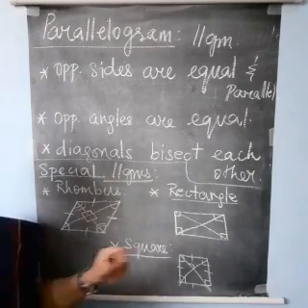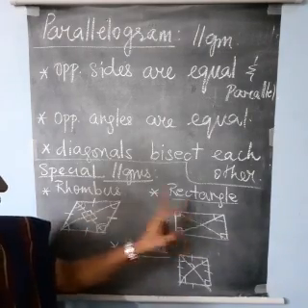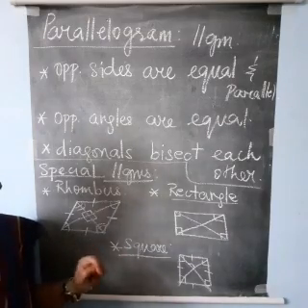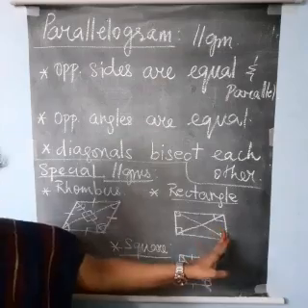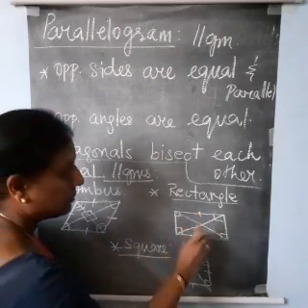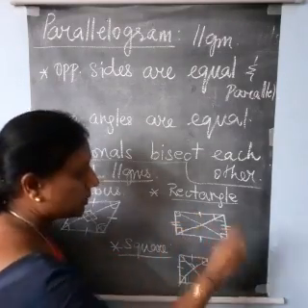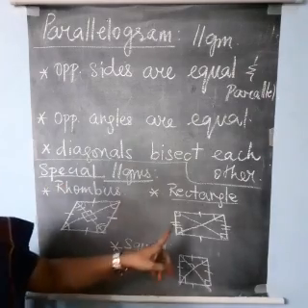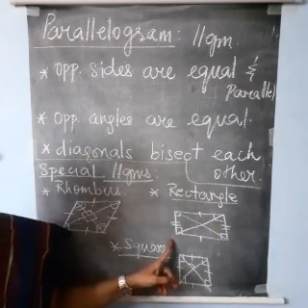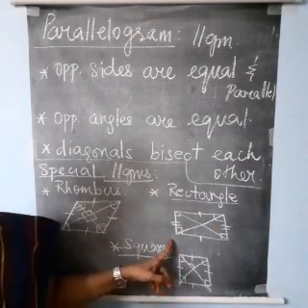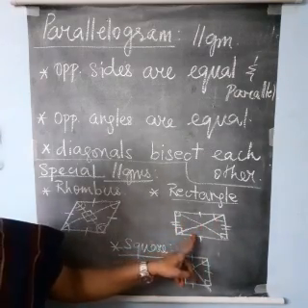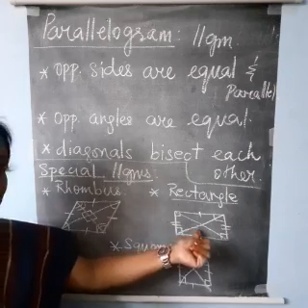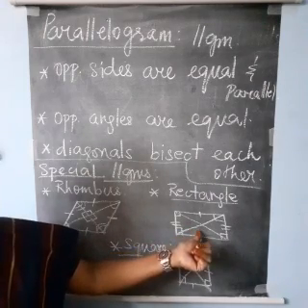Understand? Now, in a rectangle, that is the next special type of parallelogram. Here, opposite sides are equal and parallel. These two sides will be equal and these two sides will be equal and they will be parallel. But all angles will be equal to 90 degrees. Here also, diagonals will bisect each other, and a special property is the diagonals are equal. Are we okay with that?